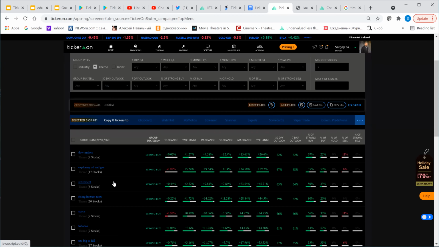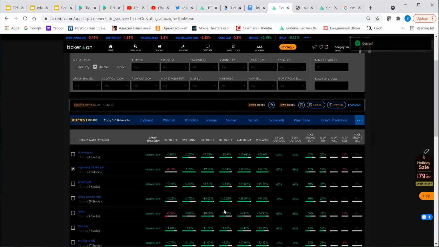Now let's assume we want to look at the oil and gas. Okay, I'm clicking here, and you see this blue bar is now activated. What I can do now is move that list, which is inside exploring oil and gas, anywhere. I can copy to the clipboard if I click here, and then I can copy it to anywhere, including the chat, right? So for instance, I'm going to go to the chat here in Zoom, paste, boom, and then click here.